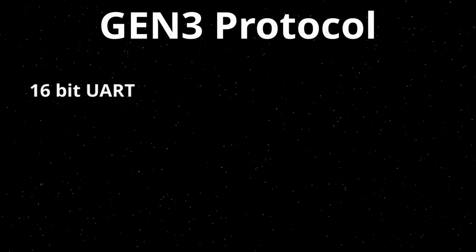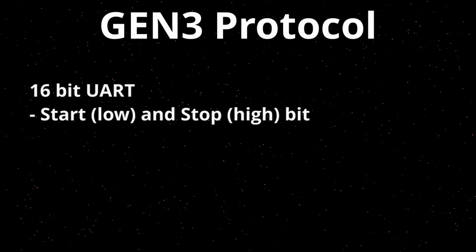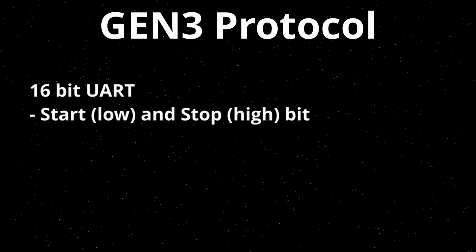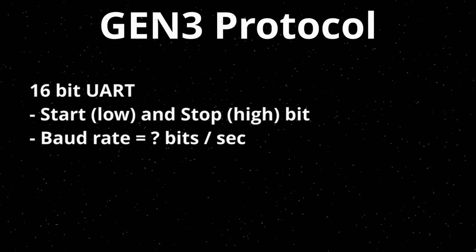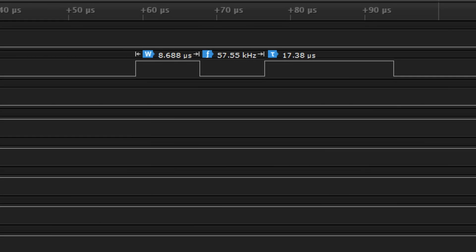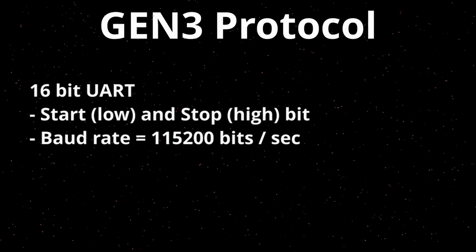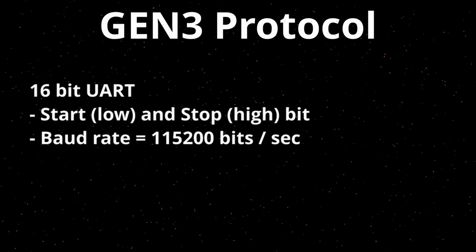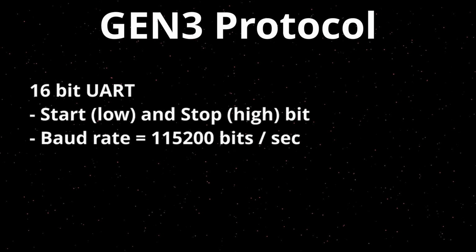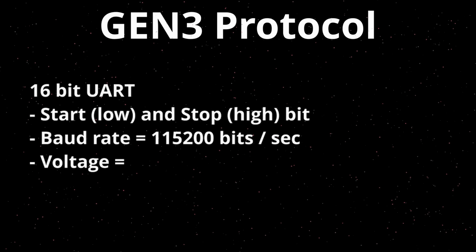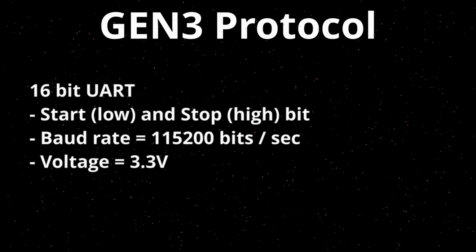That is because the protocol we are using is 16 bits UART. This uses start and stop bits, so a clock is not necessary. But what you do need is the baud rate of the transmission. With the logic analyzer we can see that the baud rate is around 115,200. One last thing to note about this protocol is that the voltage used for transmitting and receiving is 3.3 volts.